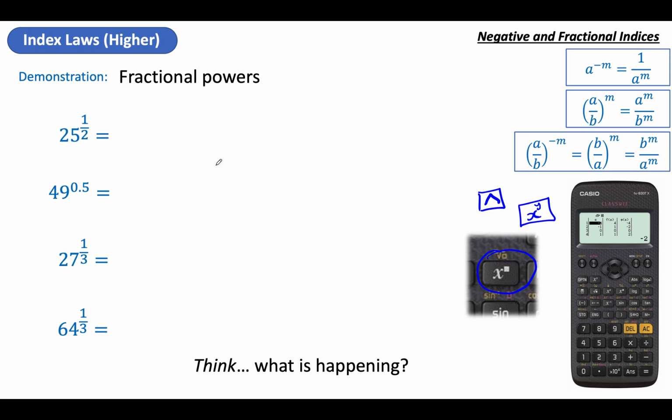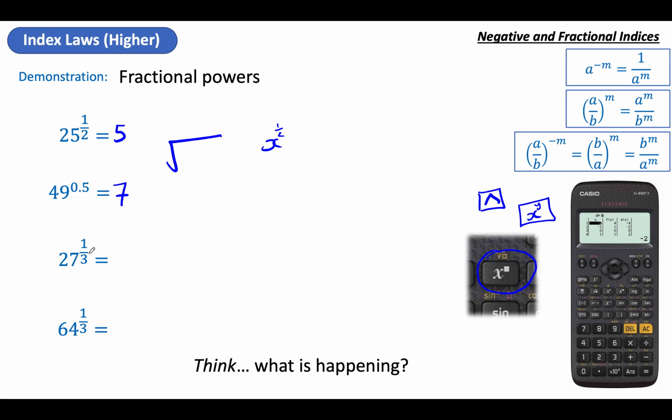Okay, well, hopefully you found that this one, the answer was 5. So what's happened? What's the relationship between 25 and 5? Other than you can divide it by 5, which clearly is not what this is. Well, 49 to the power of 0.5, this is a half as well. Well, that should have had 7. It is a square root, right?